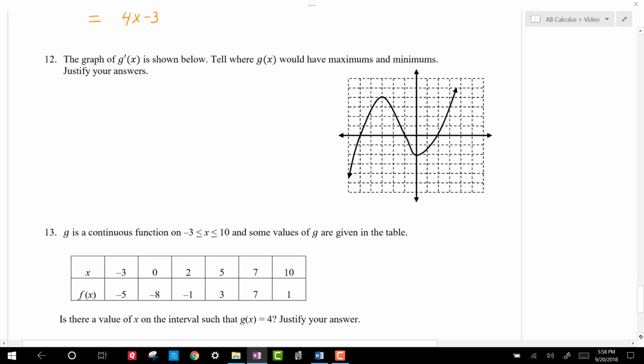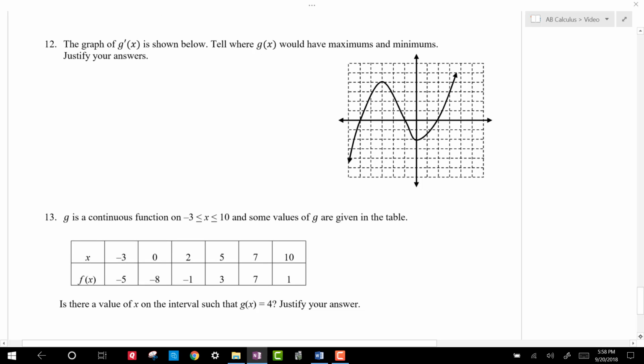Tell where g of x would have maximums and minimums. So I know that g of x has max or mins when g prime of x is equal to 0. Right away I know that I've got either a max or a min here at negative 5, negative 1, and positive 2. I just have to figure out whether those are maxes or mins.